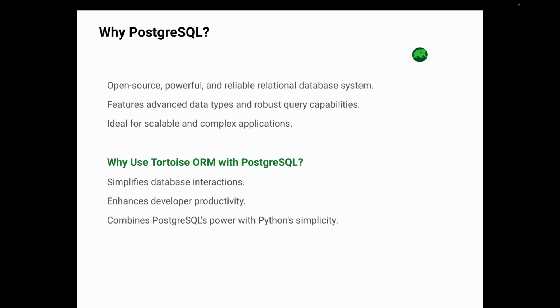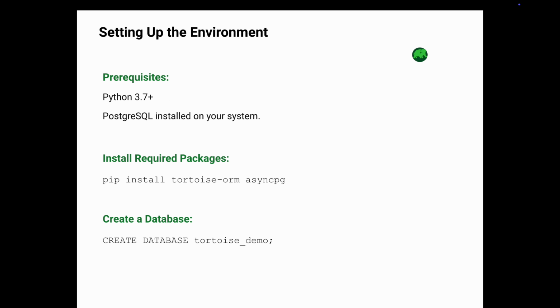Now let us set up the environment. To follow along, ensure you have Python 3.7 plus installed and also have PostgreSQL installed on your system. Once ready, install the required Python packages by running pip install tortoise-orm and asyncpg. To also create a PostgreSQL database, you can use the command displayed on the screen. Now let's explain how to set this up in our terminal.